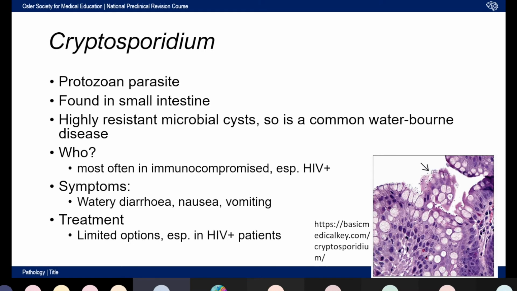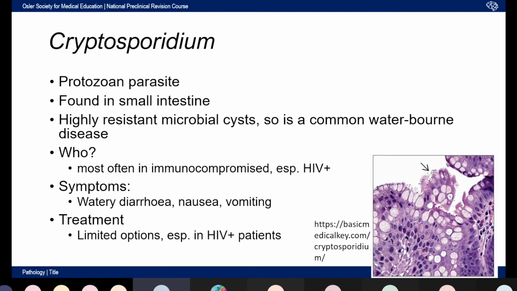It's a waterborne disease. This disease most often causes disease in immunocompromised individuals, especially those with HIV. And the symptoms are watery diarrhea, nausea, and vomiting. So then I think that wraps up the parasitology section. We can move on to mycology.